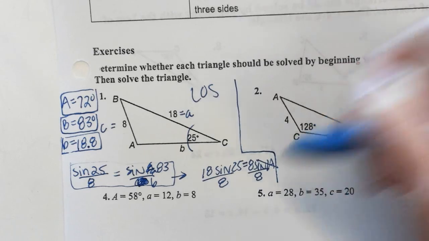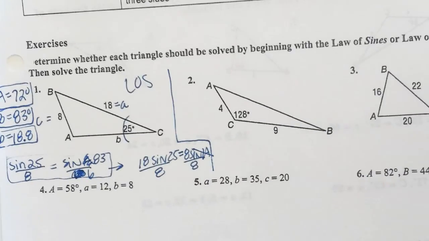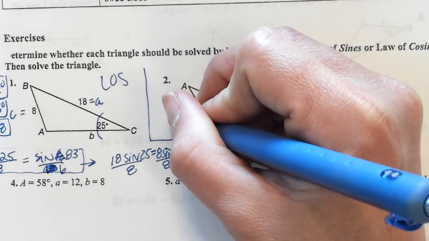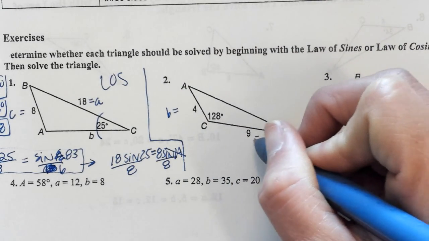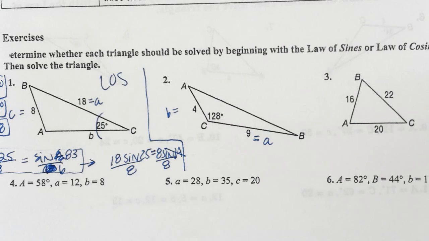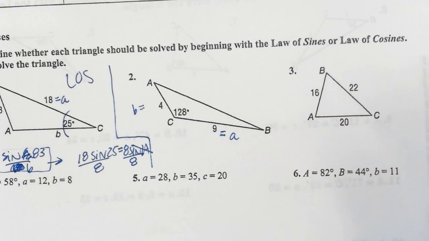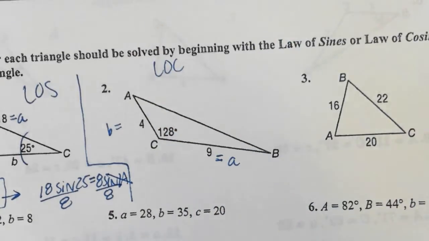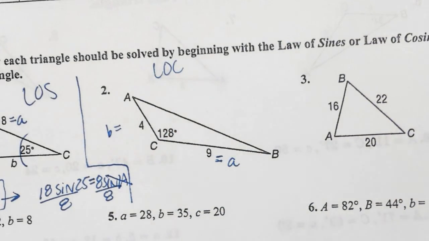Moving on then. This next one, tell me what we have. Side B, angle C, and law of sines or law of cosines? Good, because we have 3 different letters. We have A, B, C. So we're using law of cosines because we really can't use law of sines on this one. Let's try. I'll show you.